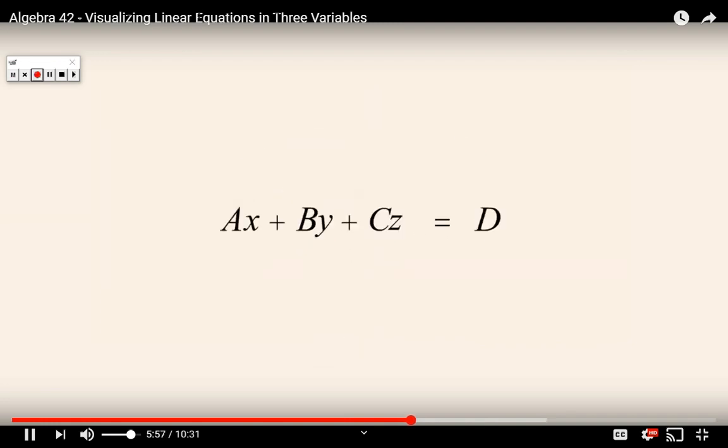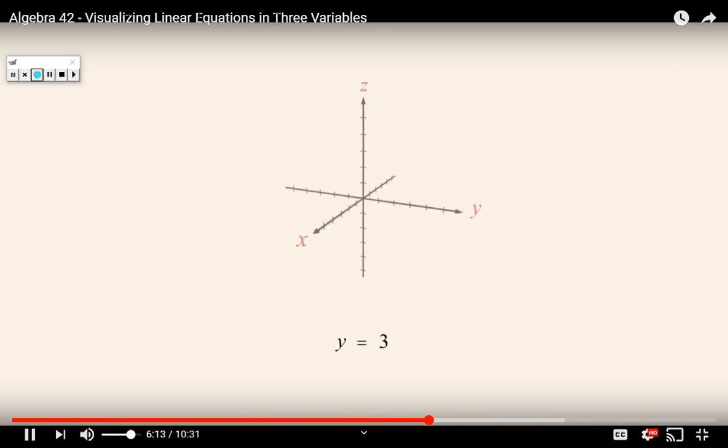If we set a and c to 0 and b to 1, all variables but y are eliminated from the equation. And setting d to 3, we get the equation y equals 3. Now, since x and z are free to take on any value, the graph of this equation consists of every point whose y-coordinate is 3.